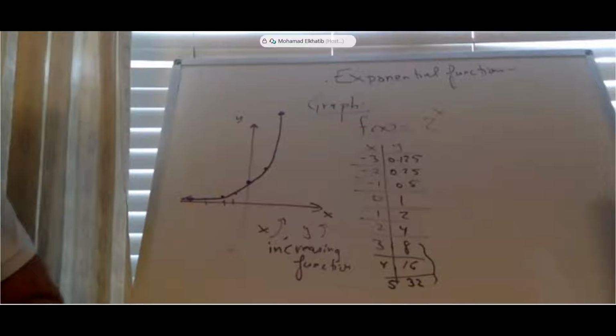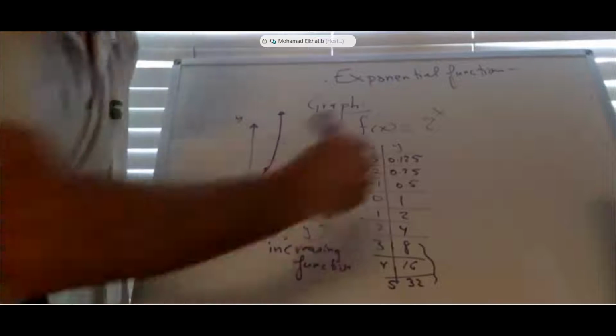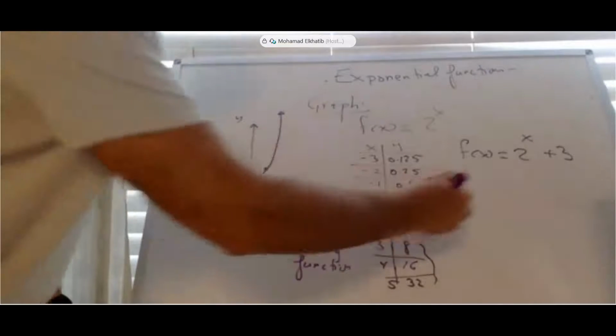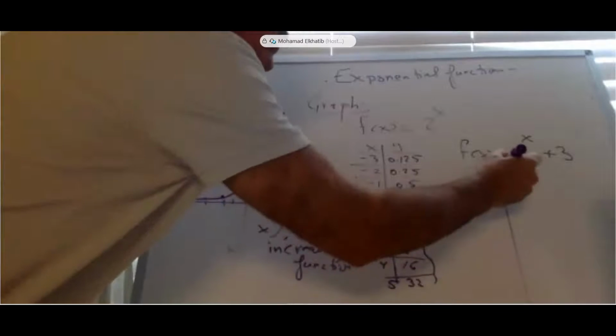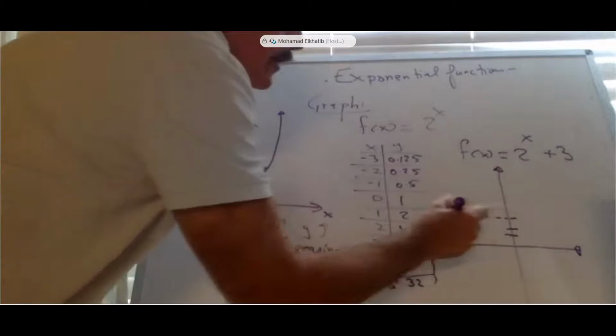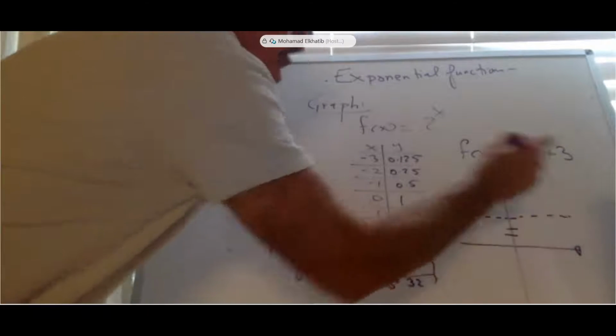So how are we doing so far? Is everybody okay with this graph? Yes. Okay. Now, if I ask you, for example, to graph y equals 2 to the power x plus 3, I don't really need to go ahead and make a table here. So what I need to do is, 3 is this 3 right here.